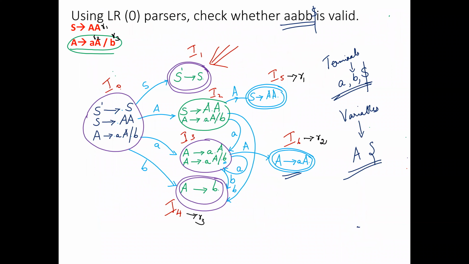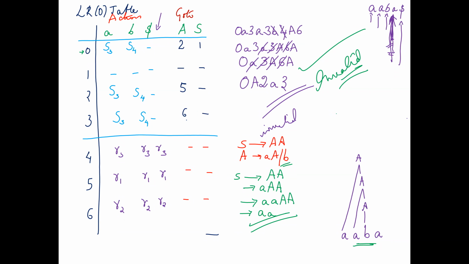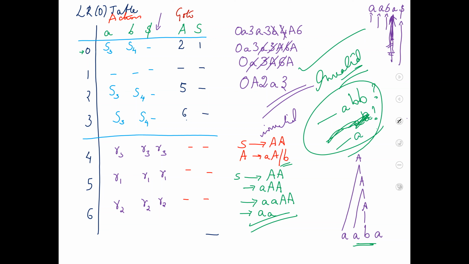Check, for the same grammar, whether ABB is valid, and even check whether AB is valid. Check whether ABB, AA, not AB, ABB, AA are valid with the help of LR0 parsers.